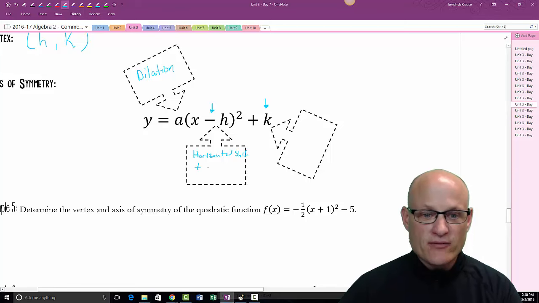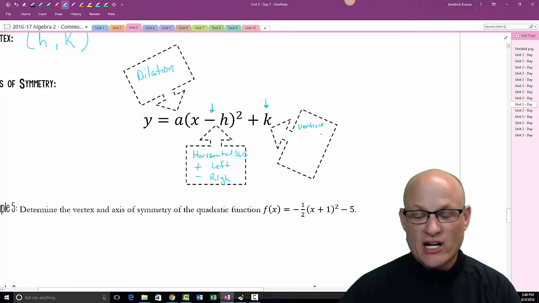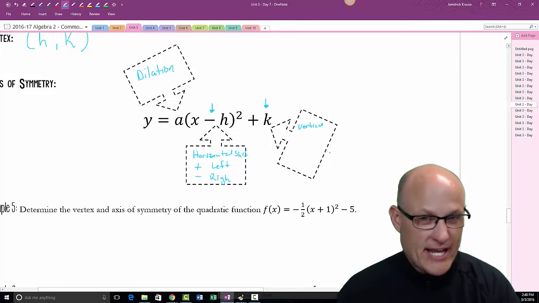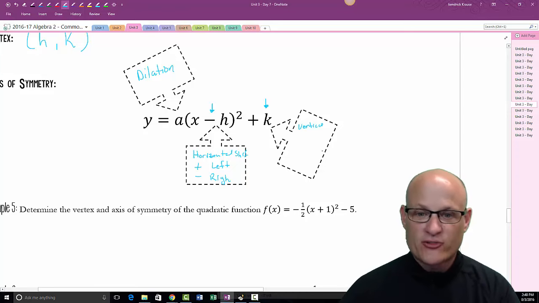If it's positive, you're going left. If it's negative, you're going right. This is the vertical shift. Now, this should sound very familiar. We've already done absolute value functions and some other functions. This is a vertical shift. If it's positive, we're going up. If it's negative, we're going down.